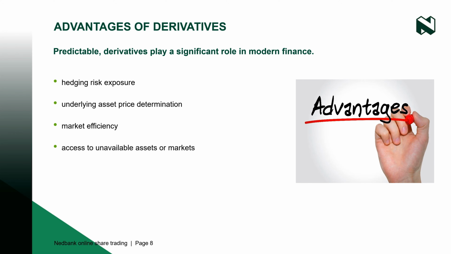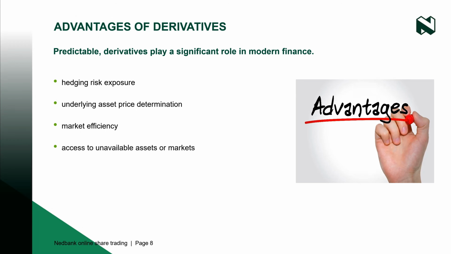Lastly, access to unavailable assets or markets. Derivatives can help organizations get access to otherwise unavailable assets or markets. By employing interest rate swaps, a company may obtain a more favorable interest rate relative to interest rates available from direct borrowing.